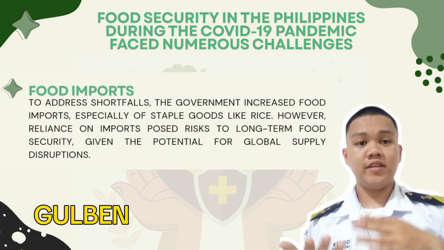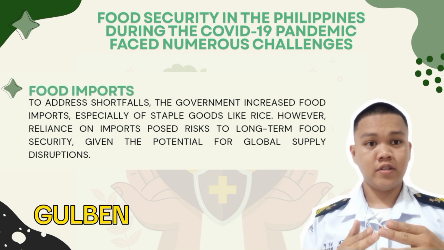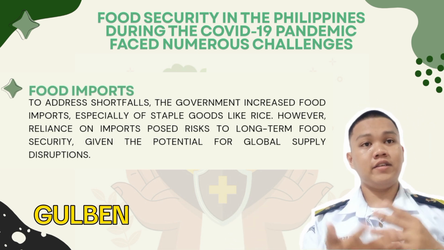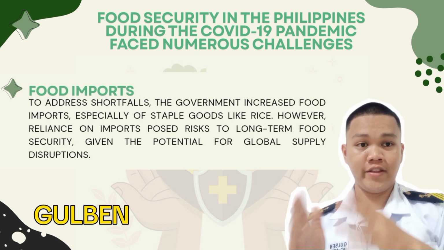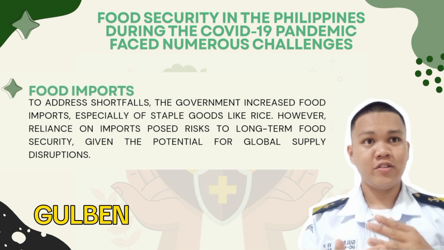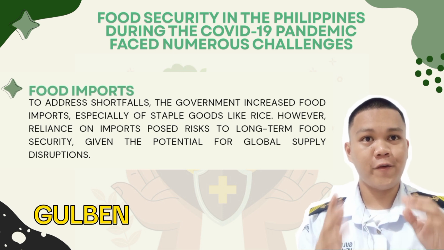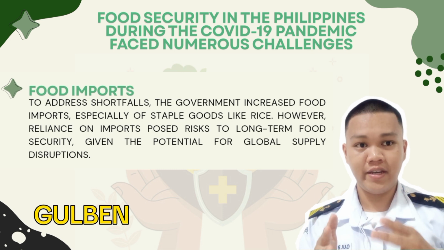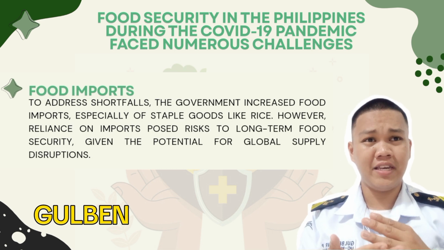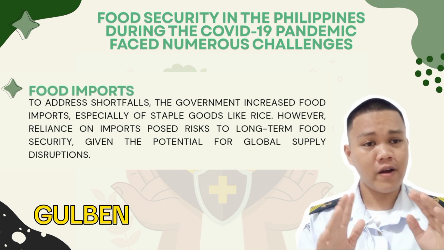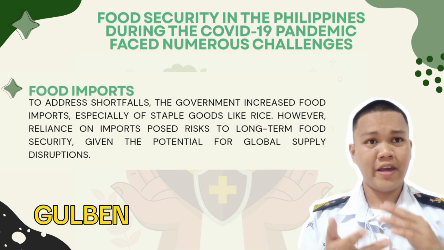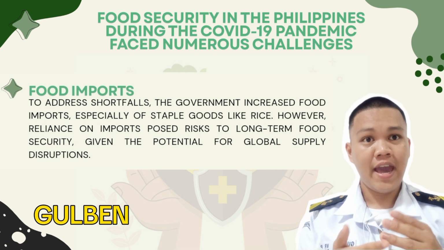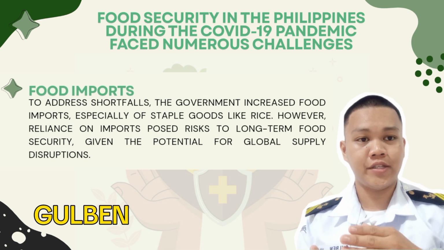So the last one is the food imports. This statement explains that the government is buying food from other countries, like rice, to make sure there's enough food for everyone in our country, especially when there's not enough food grown here. But this can be risky. If other countries have problems growing food, like drought or war, it can make food more expensive and harder to find in our country.